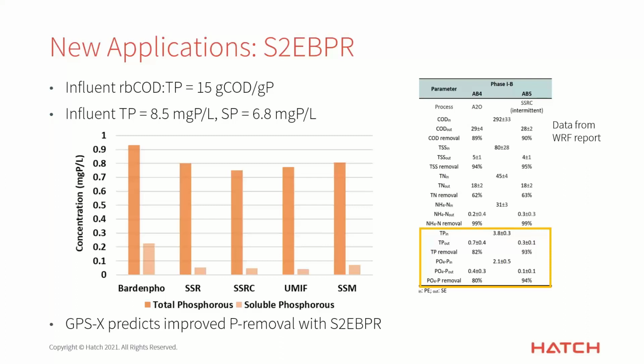So what we can basically say from this is that we can be comfortable with the fact that GPS-X is predicting improved performance with the side stream configurations. So for design purposes, it doesn't really seem like it may be necessary to add anything to the model, contrary to what the WRF report was suggesting.